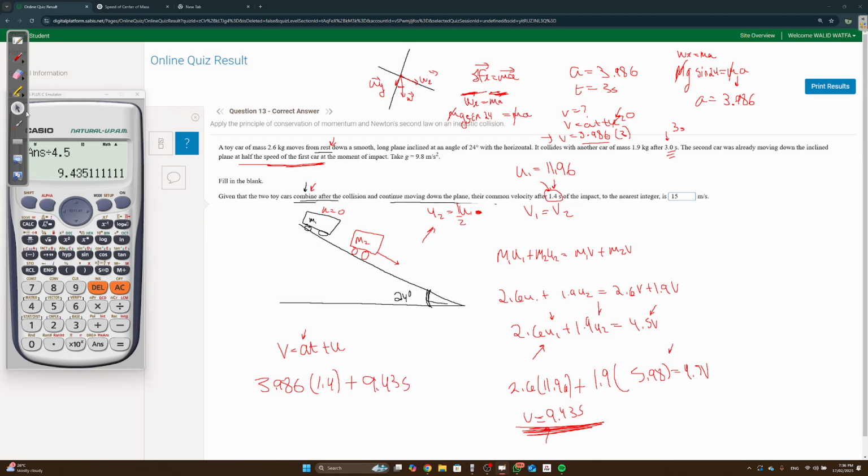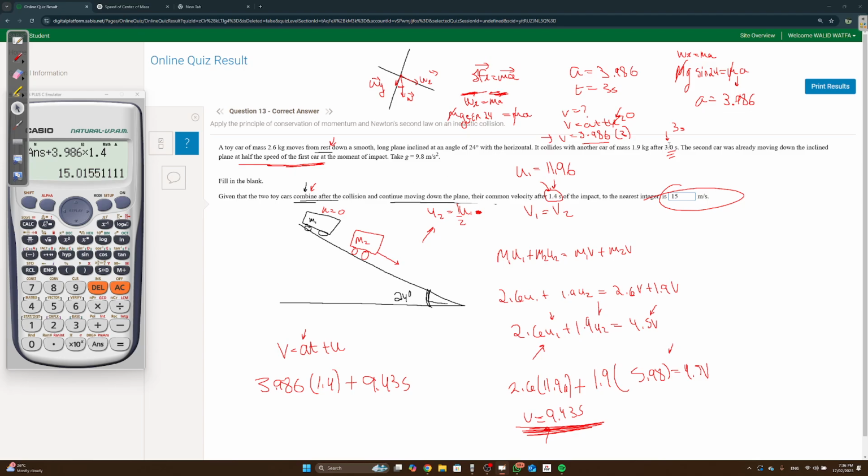9.435, plus 3.986 times 1.4, to the nearest integer is 15 meters per second. So to recap, you need to find the velocity. You need to find u1 and u2.